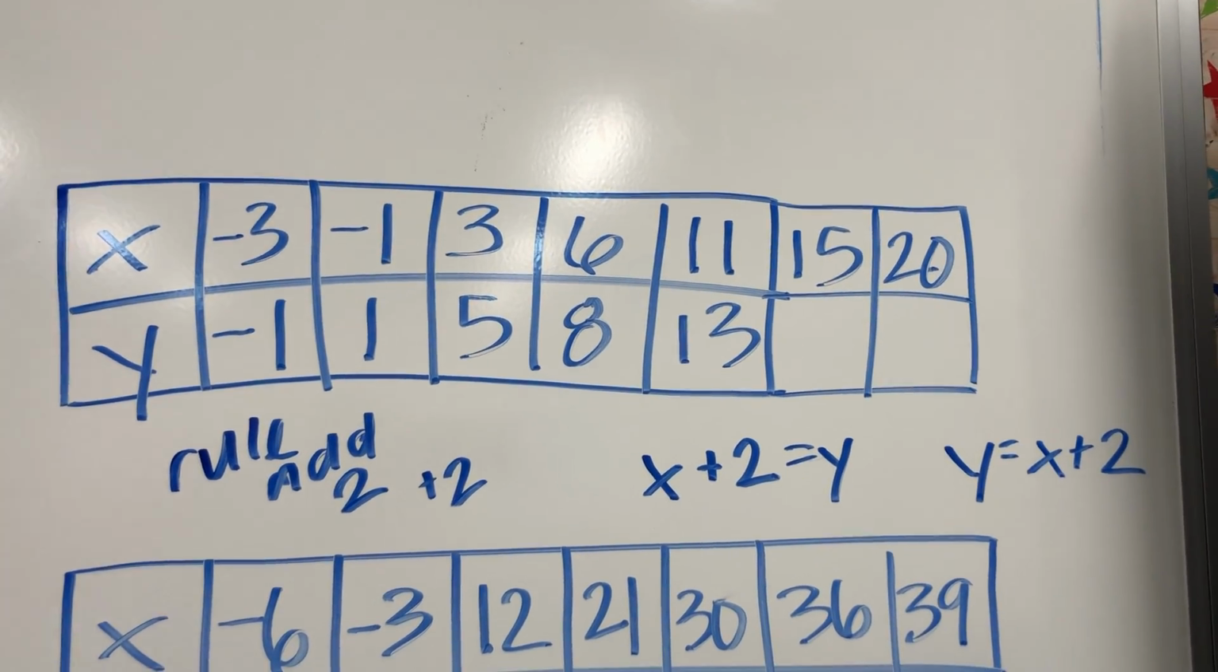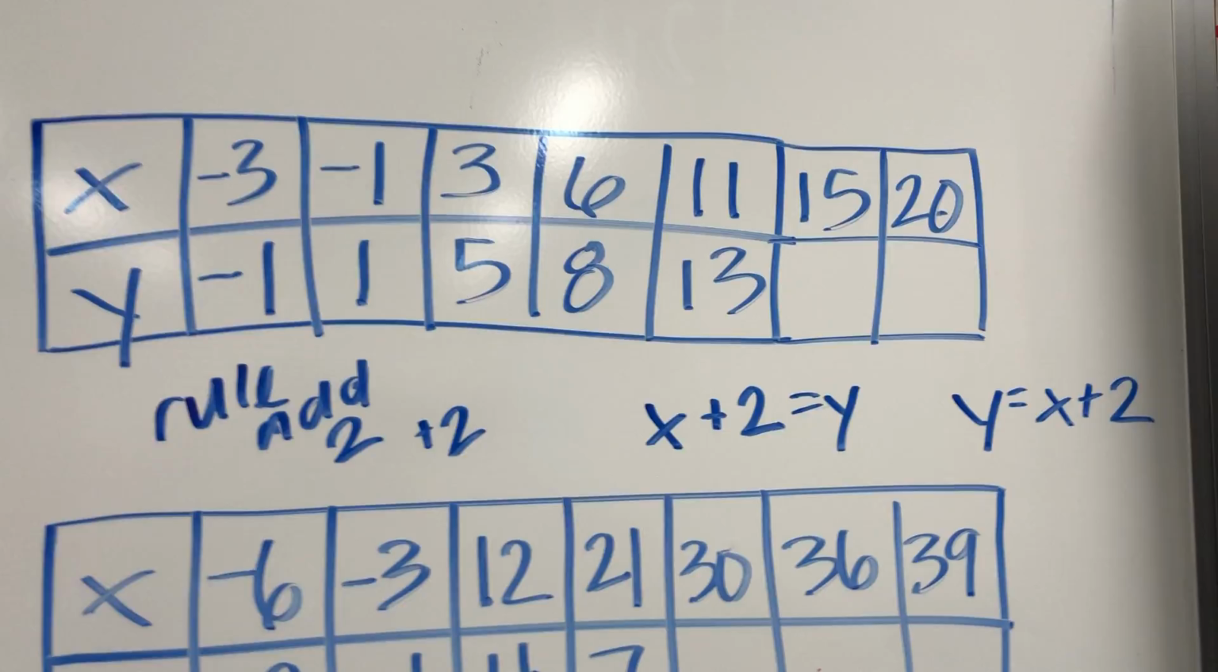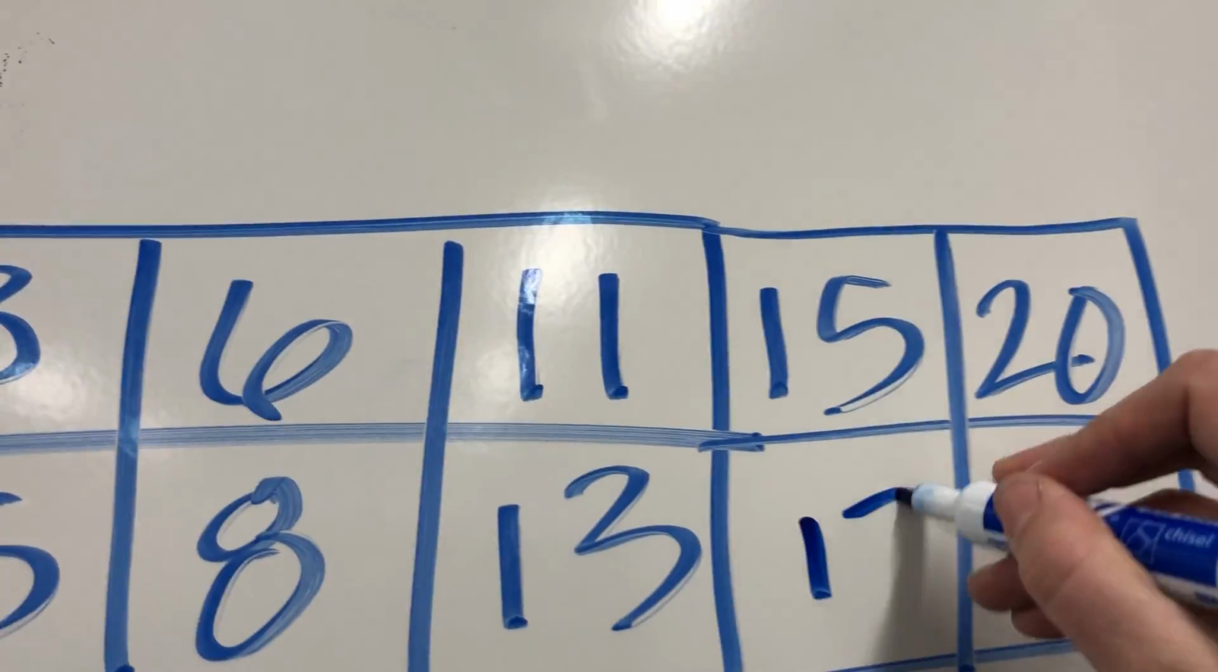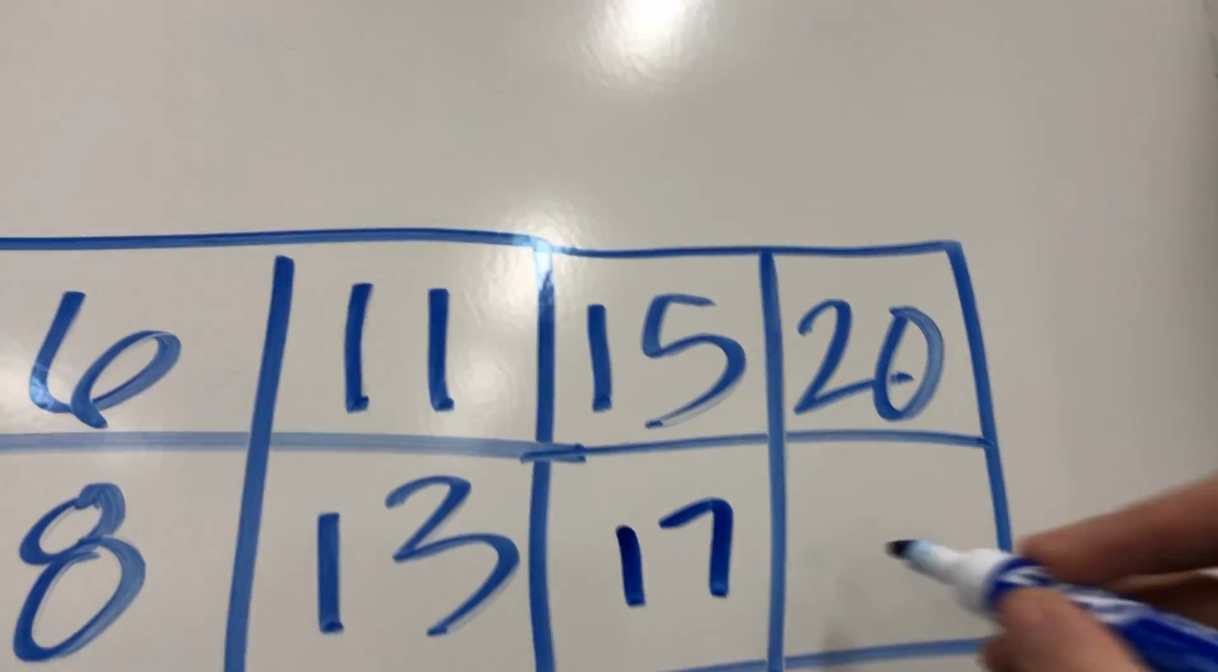And then our last step is to fill in the rest of the chart. So following our rule or our equation, we have 15, we have to add 2. We're going to have 17. 20 plus 2, 22.